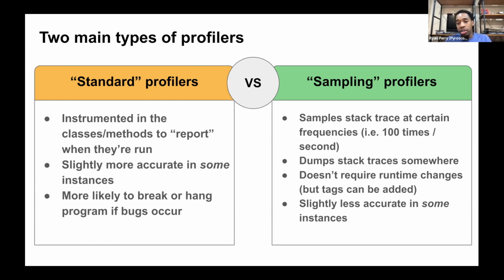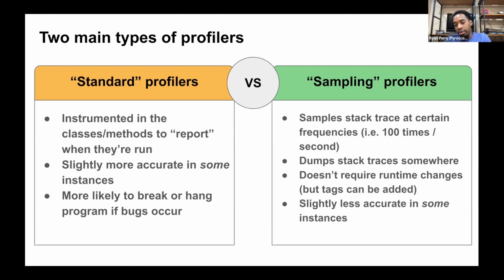Sampling profilers, on the other hand, are a little bit different. They allow you to sample the stack trace at different frequencies. So, for example, you could sample 100 times per second, or that number is configurable, but that's a common one. And then it does that from outside the process so that you can dump those stack traces somewhere, and it basically doesn't require changes in the actual code.